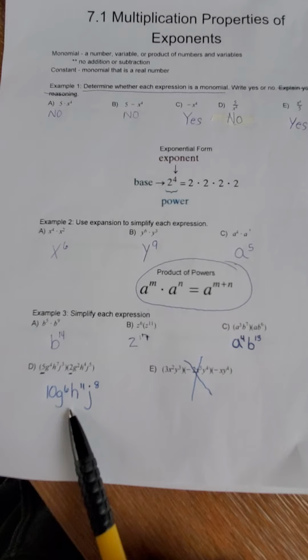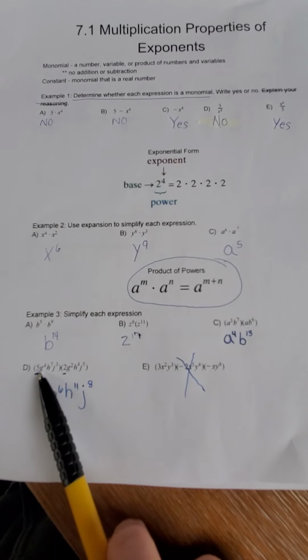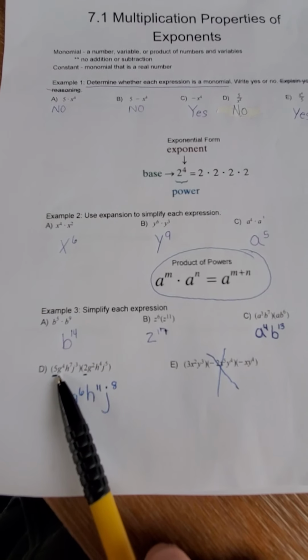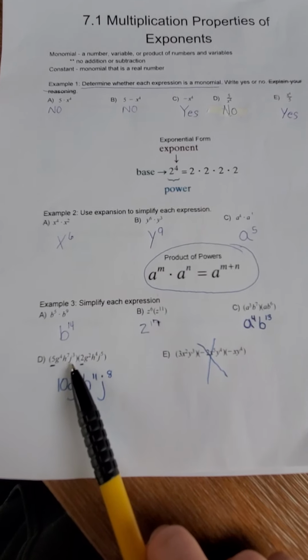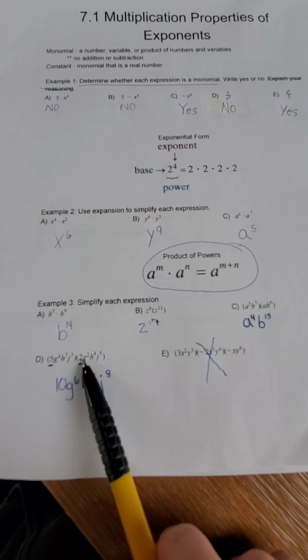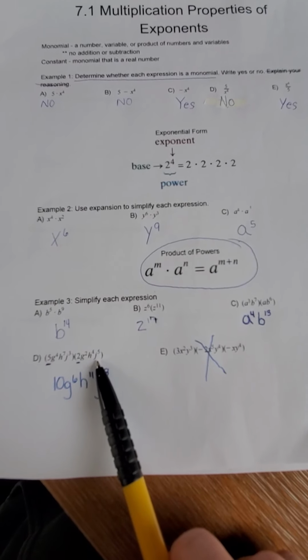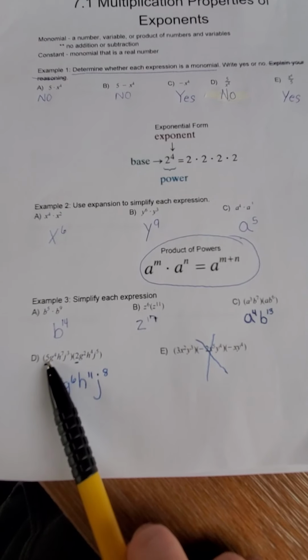And letter D. Again, it looks a little bit more challenging. It's not, okay? I know it's kind of hard to see the problem here a little bit. So I have 5 g to the 4th, h to the 7th, j to the 3rd, all times 2 g to the 2nd, h to the 4th, j to the 5th. So first thing I'm going to do, multiply the 5 and 2 together.